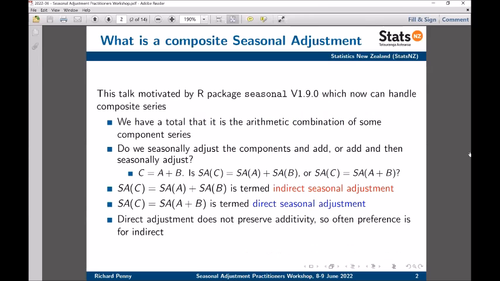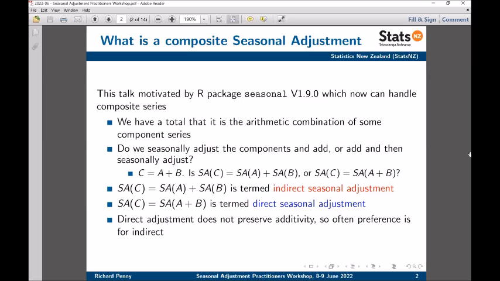So composite seasonal adjustment, most of you should be aware, and also Tucker and Kathy talked about it in their session at the beginning. It was motivated by a lovely talk by Brian Monsell the other day, that the R package seasonal can now handle composite series, which makes it a lot easier. So composite is simply a total that's an arithmetic combination of some components, and I'm going to keep it simple. So I'm going to say C is equal to A plus B.